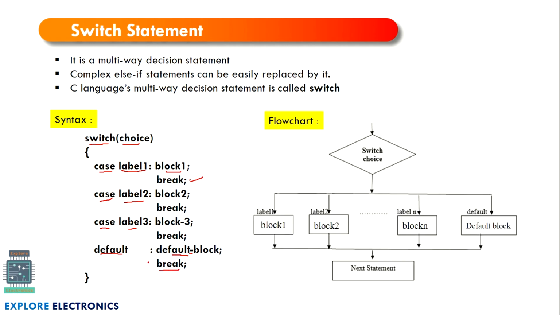Here we can observe the flowchart. We have a condition which we will be checking in the switch statement, and based on the value of the choice it will go to the respective block. This is block 1 which we have written for case label 1, and block 2 for label 2. Similarly we can have multiple blocks for different values of choice, and at the end we will have a default block. If none of these conditions are satisfied, it will execute the default block.